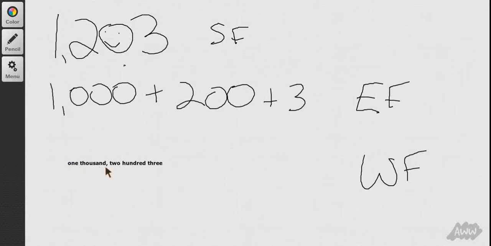1,000, again the comma, 203. We're naming our hundreds. We're naming our ones. There is no tens, so we don't write that. Let's take a look at another example here.